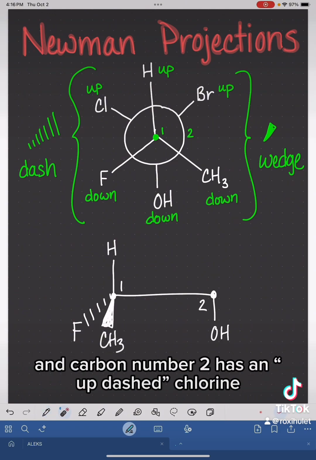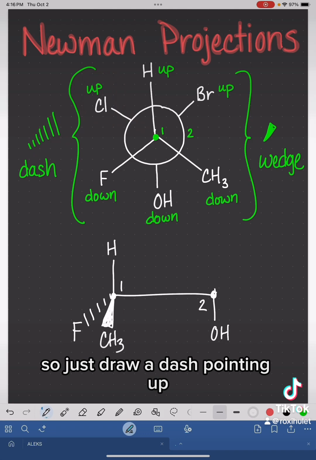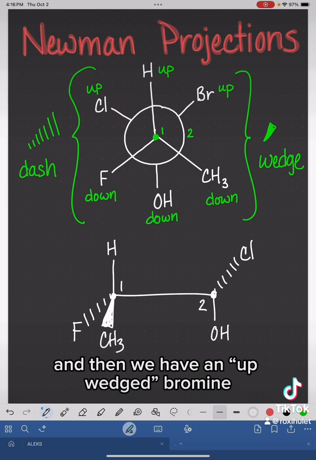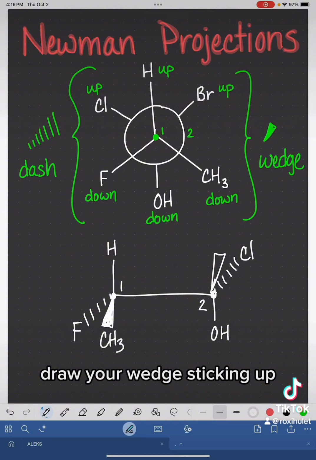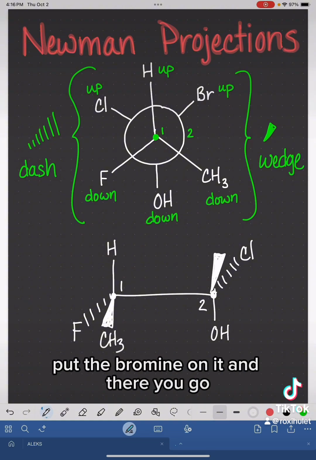And carbon number 2 has an up dashed chlorine. So just draw a dash pointing up. That's your chlorine. And then we have an up wedged bromine. Draw your wedge sticking up. Put the bromine on it, and there you go.